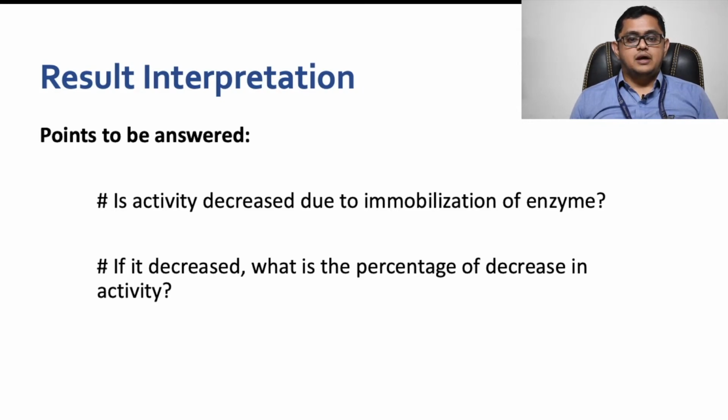The first one is whether activity is decreased because of the immobilization. It is very important when you are doing enzyme immobilization, because enzyme immobilization might adversely affect the activity, but by what percentage does it affect? That is the question here: whether it is decreased, and if it is decreased, what is the ratio or percentage of decrease in the activity. That is your interpretation of this experimental data point. Now we'll see how the experiment is done.